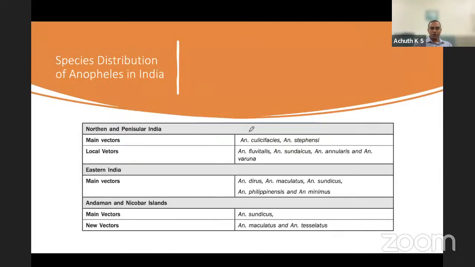What is the distribution of this mosquito? In northern and peninsular India, we have Culicifacies and Stephensi as the major ones. In the local areas, we have Fluviatilis, Sundaicus, Annularis, and Varuna. In eastern India, it is Dirus, Maculatus, Sundaicus, Philippinensis and Minimus. These are the 5 species. In the Andaman and Nicobar Islands, we had only Sundaicus, but we have found 2 other species also, Maculatus and Tessellatus. How did they go there? Because we do travel, somehow we have transferred them from here. We have given them immigration from the countries to the islands.